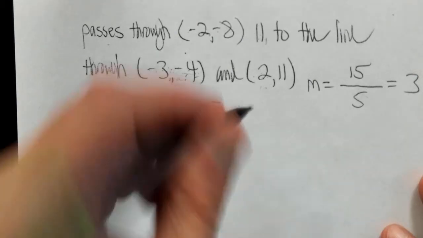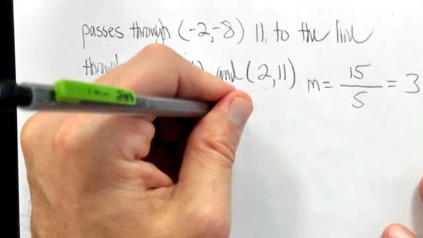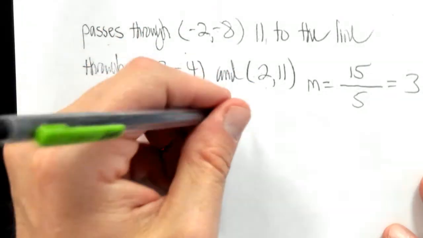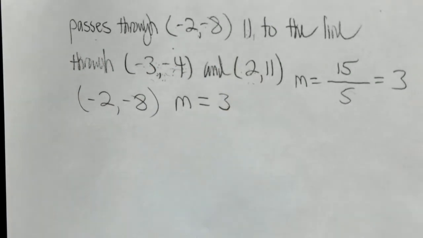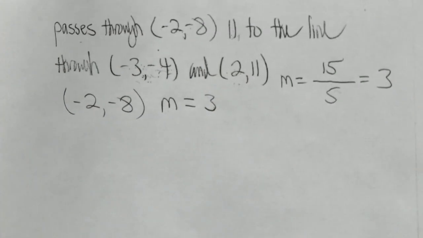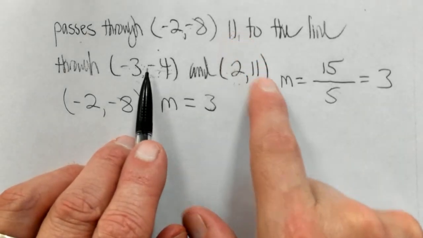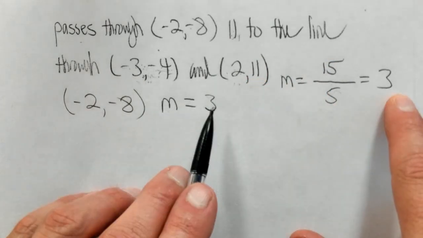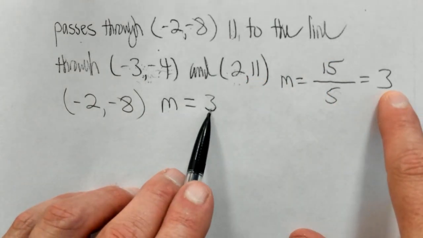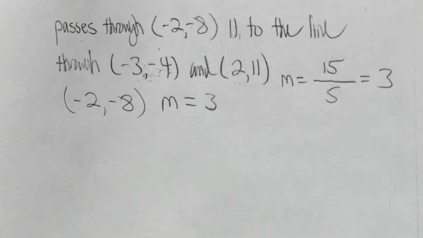And that means the slope of the line I want is also 3, because the lines are parallel. Parallel lines have the same slope. So there you go. Again, if they give you 2 points of a line that's parallel, plug into change in y over change in x to get the slope of that line. And then if it's parallel, they'll have the same slope. And perpendicular, opposite reciprocals is what we would be looking for.